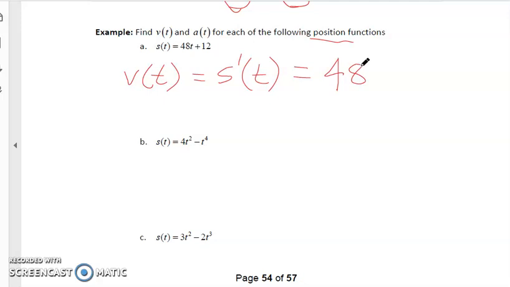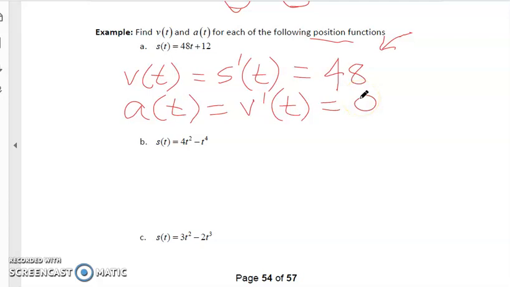Now, if you want to get your acceleration function, you take the derivative of the velocity function. Or, like I say, you can think of it as the second derivative of the displacement function. So you take 48, there's your velocity function. Take the derivative of 48, and by golly, you're going to get 0 because it's a constant. And that's exactly what we said just a moment ago. If your velocity is constant, meaning you're not speeding up, you're not slowing down, then it's obvious that your acceleration should be 0. Let's try the next one.